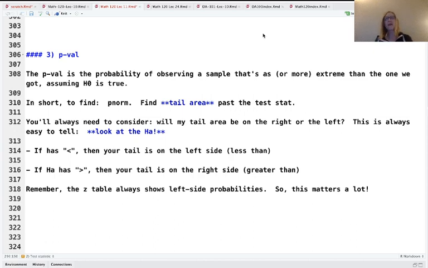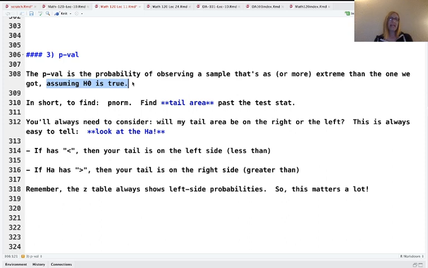Okay, next, p-value. Remember this definition. It's so important. A p-value is the probability of observing a sample result that's as or more extreme than the one we got, assuming that the null hypothesis is true. In other words, we got the sample result. How likely is it to get a sample result like the one we got? What's the probability of this sample result happening?